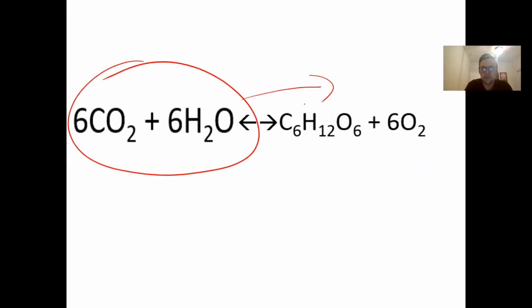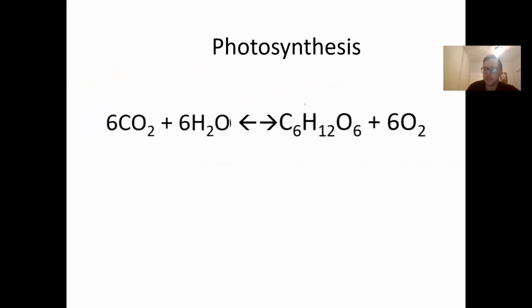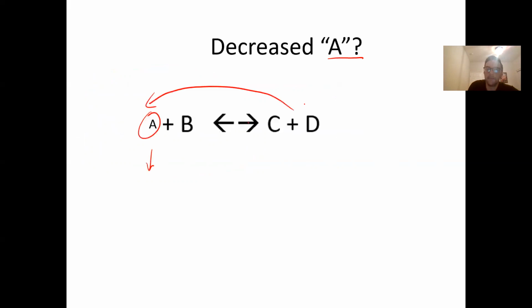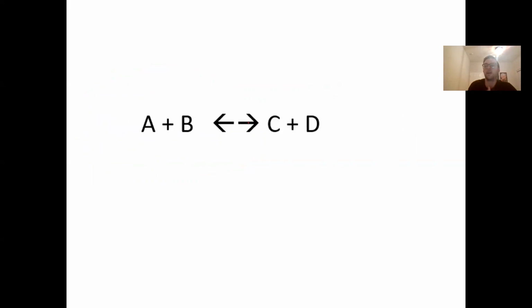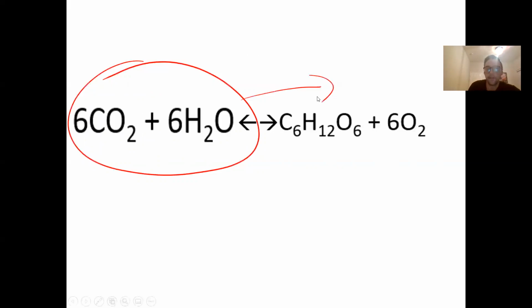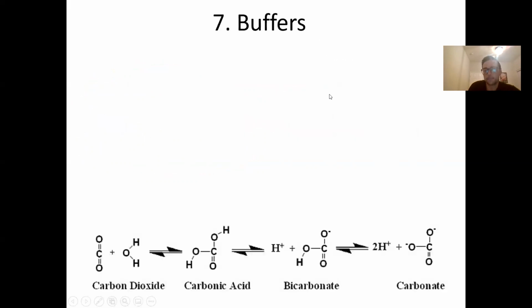So it's a relatively easy concept, but I did want to make sure we revisited that before we get into what's called buffers. Feel free to reach out if you want any extra videos or resources on that. We're not going to be messing around with gases or pressures. It's just, if I increase something, which way is it going to shift? Or if I take something away, which way is it going to shift? So that was what I wanted to point out there.